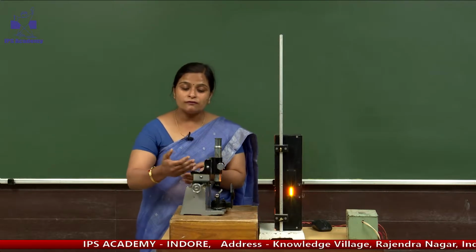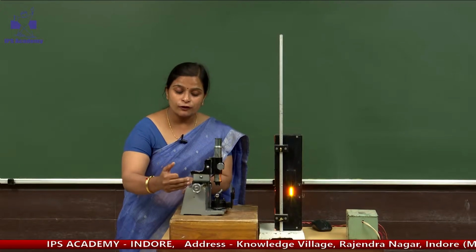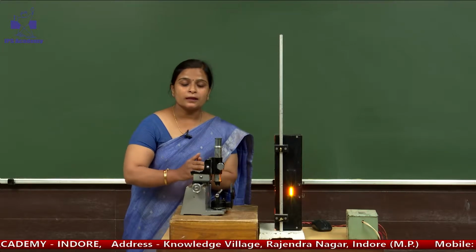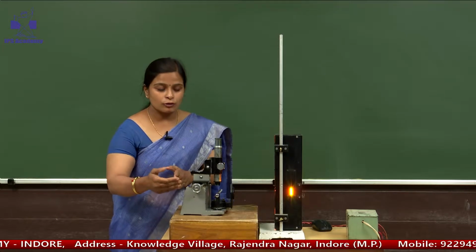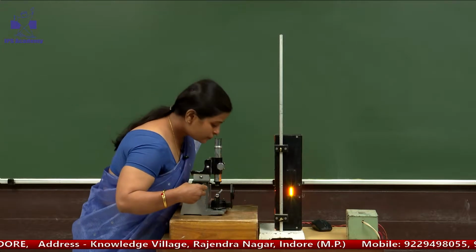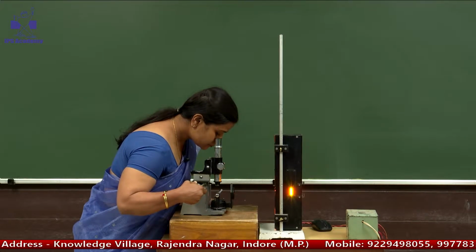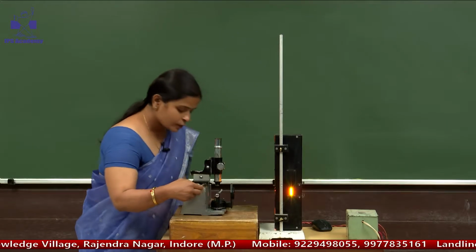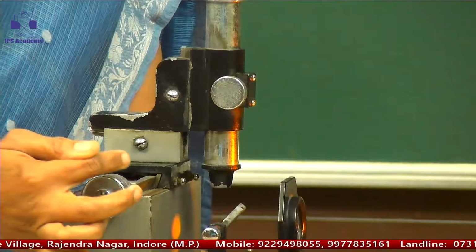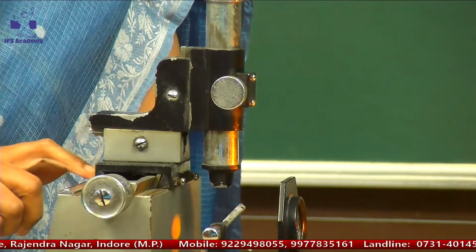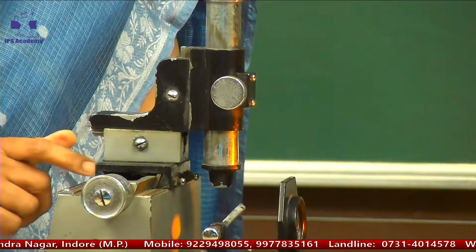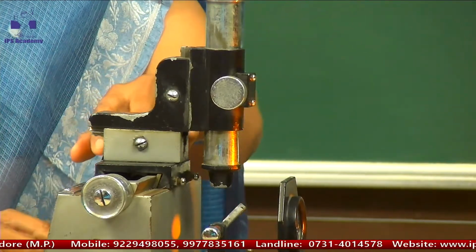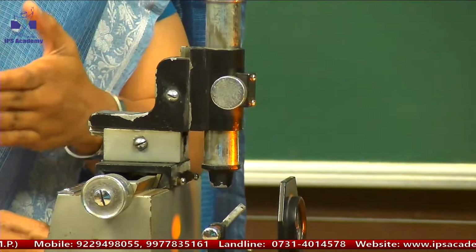So in this way we have to take the reading from the fifth ring to the 14th ring, first on the left hand side, then on the right hand side. Okay, I am also taking the second reading. Now I have set this cross wire on the sixth ring. As this circular scale moves, this 0 also shifts from the original position. So again you have to follow the same procedure.